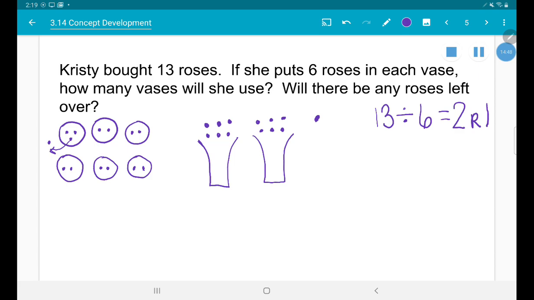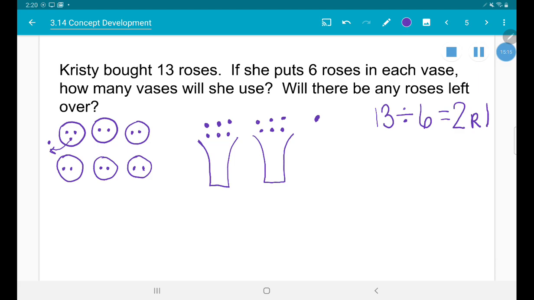If she puts 6 roses in each vase, how many vases will she use? 2. Yeah. So the correct model that would actually match the problem is the way Zyla did it, right? She made a vase, put 6 in it, made another group of 6, and then realized she would only have 1 left over. Did we get the correct answer by modeling 6 groups and putting 2 in each group?